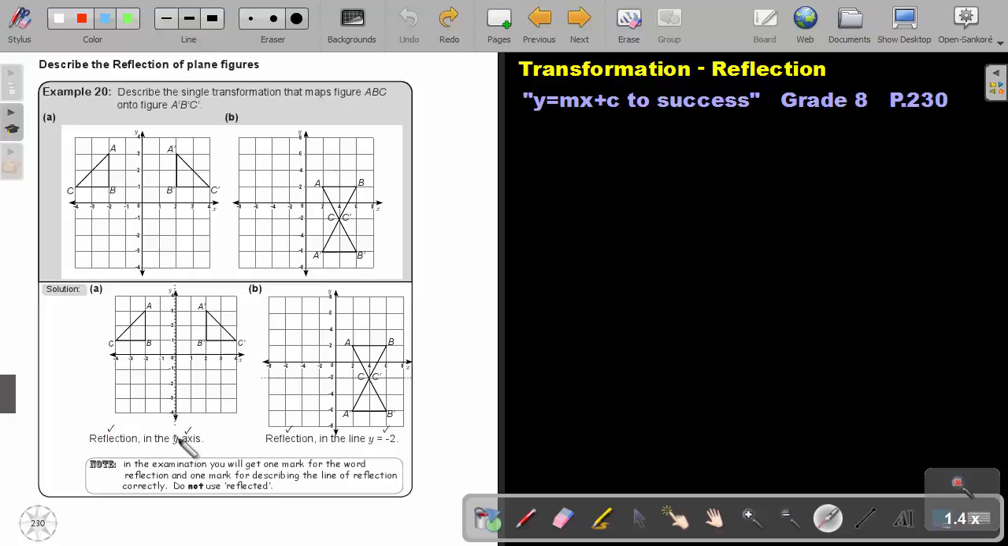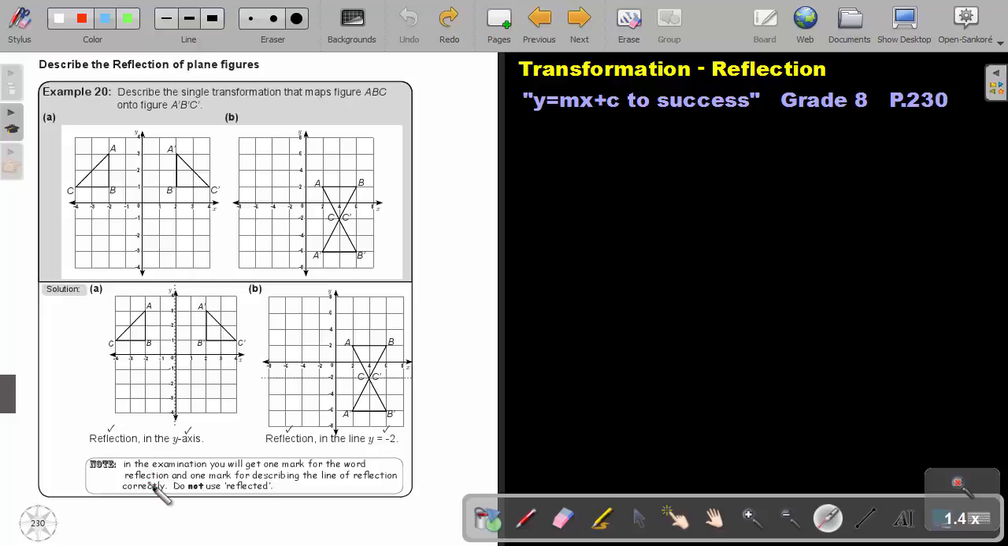So if I look at the next one, triangle A, B, C, A prime, B prime, C prime. Now, can you see there, the point of connection there? That is the line of symmetry. Now, remember, it's cutting the what axis? It's cutting the y axis, and it cuts at -2. Then the equation of that line will be y equals -2. So, it's a reflection in the line y equals -2.